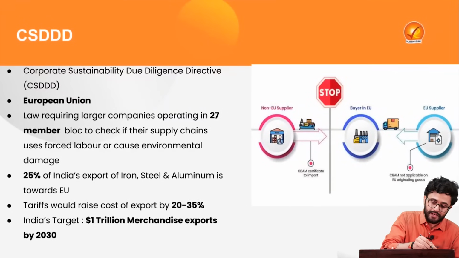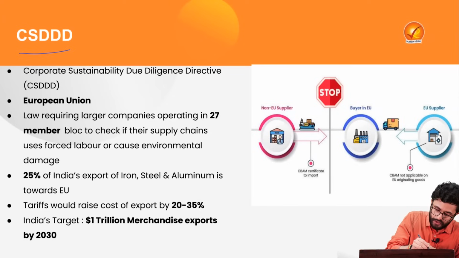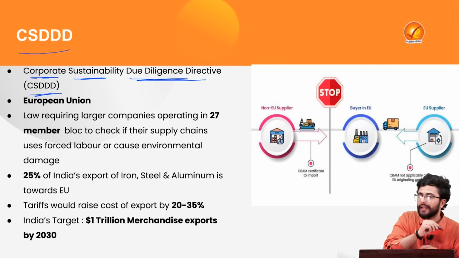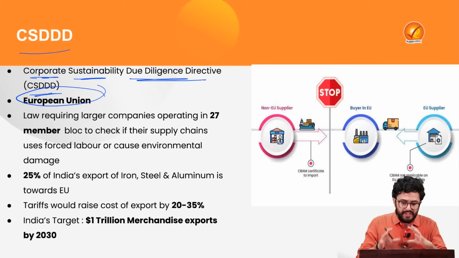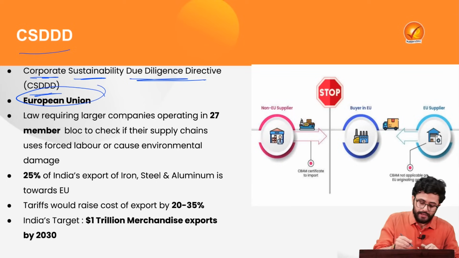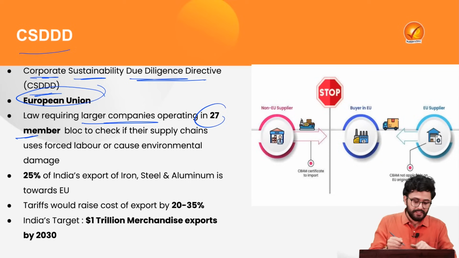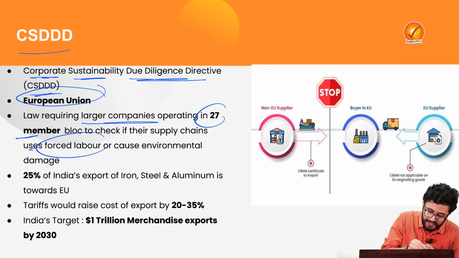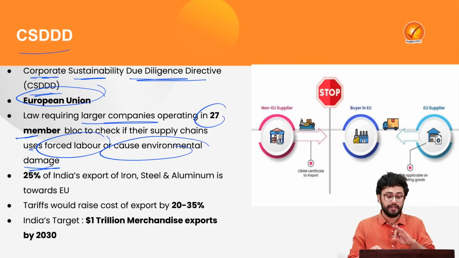We move forward to the next news, which talks about CS3D. What is this? This is basically an acronym for the Corporate Sustainability Due Diligence Directive, which has been launched by the European Union, which is basically a law which requires the large companies operating in this 27-country bloc to check if their supply chain uses any kind of forced labor or causes any kind of environmental damage.